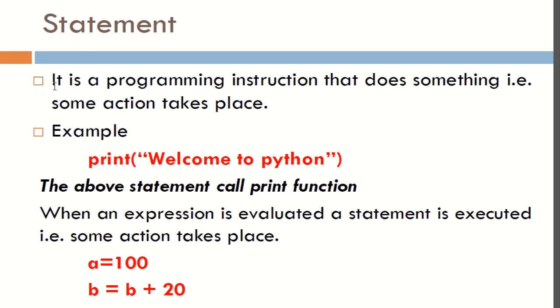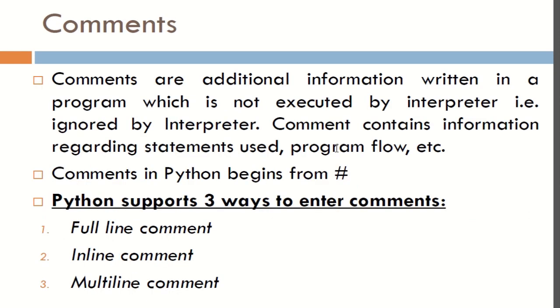Now statement. What is a statement? It is a programming instruction that does something, that is, some action takes place, like print welcome to Python. So the above statement is called the print function. When an expression is evaluated, a statement is executed, that is, some action takes place. So this is your simple statement, like a is equals to 100, where you are saving some value in your variable.